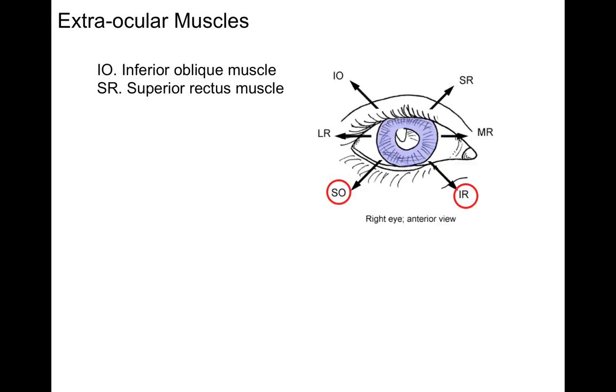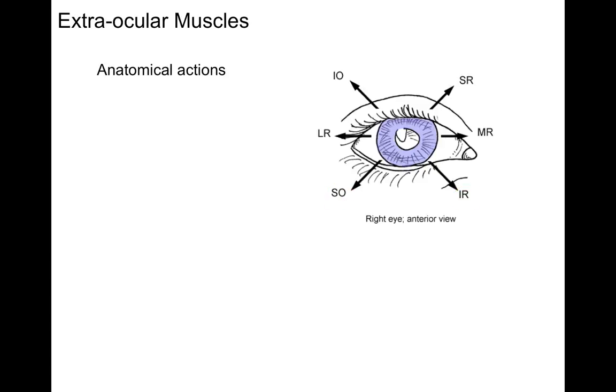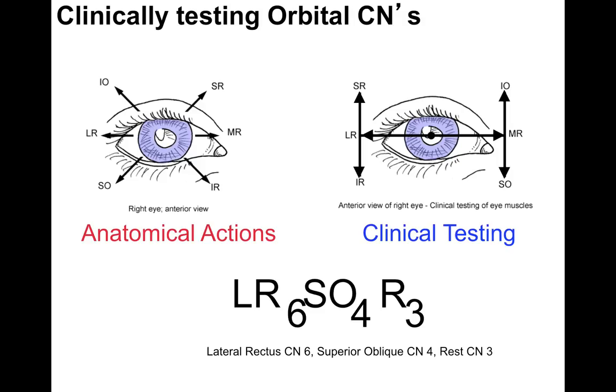So now the inferior rectus and the superior oblique are added to this picture. The anatomical actions are now indicated in this anterior view of the right eye. This last slide shows the anatomical actions on the left of your screen, but then the clinical testing of the muscles on the right side of your screen in a different pattern, and at the bottom, the LR6 SO4 R3 talks about the innervation of these eye muscles. This one picture can summarize everything you need to know about eye muscles and cranial nerves. And so now we're going to take a look at the next tutorial to discuss the clinical testing of eye muscles.